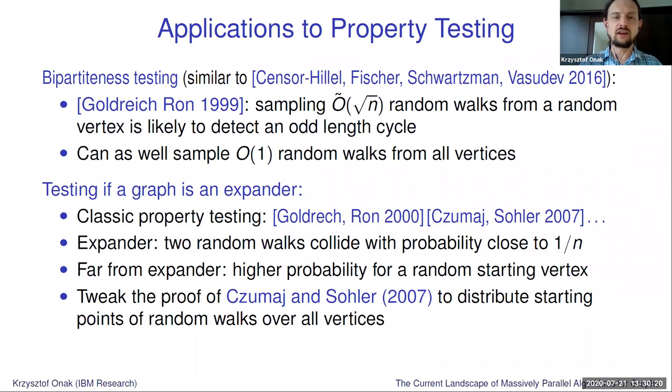So that's possible. We also show that it's possible to have a nice MPC version of testing if a graph is an expander. The classic test picks a single vertex, runs square root of n random walks, and checks the number of collisions among those random walks. If the graph is not an expander, then you are very likely to start from a vertex in a small component that is not well connected to the rest of the graph. So you're going to see more collisions, and then you will know that the graph is not an expander. This can also be done by running a small number of random walks from every vertex, and you can show that overall the number of collisions is going to be much higher for a graph that is not an expander.